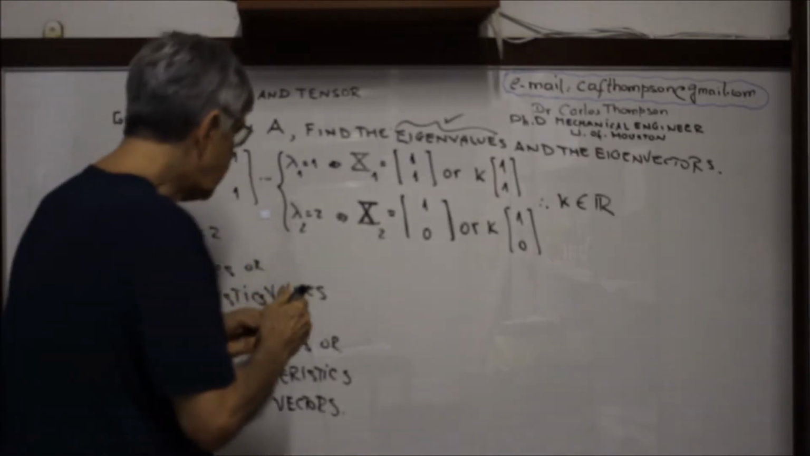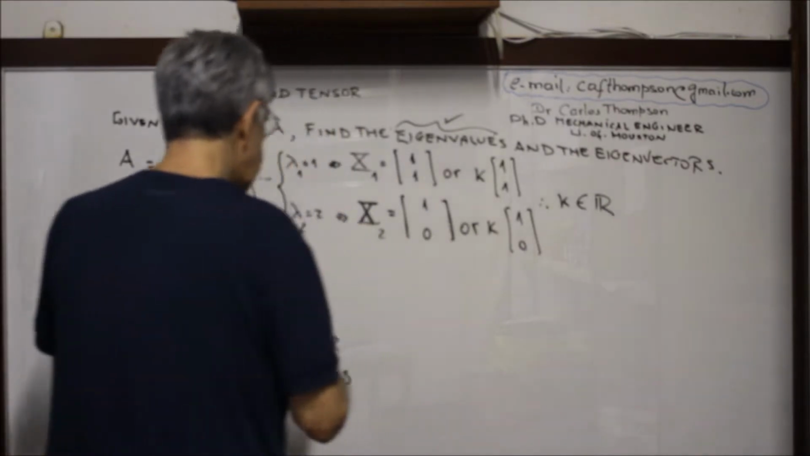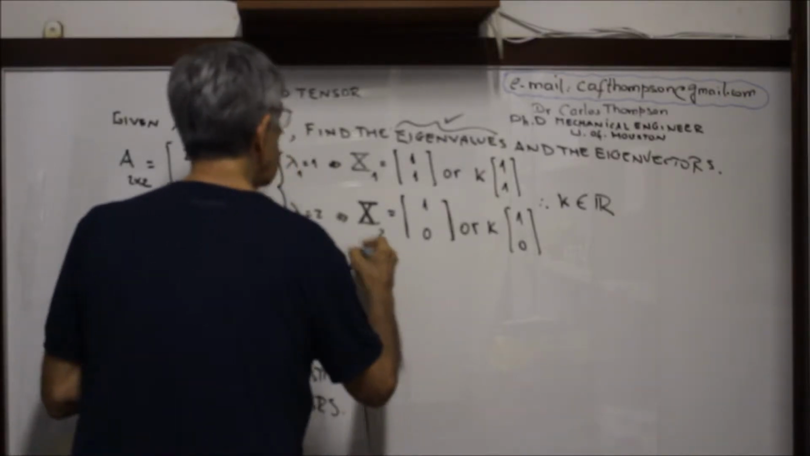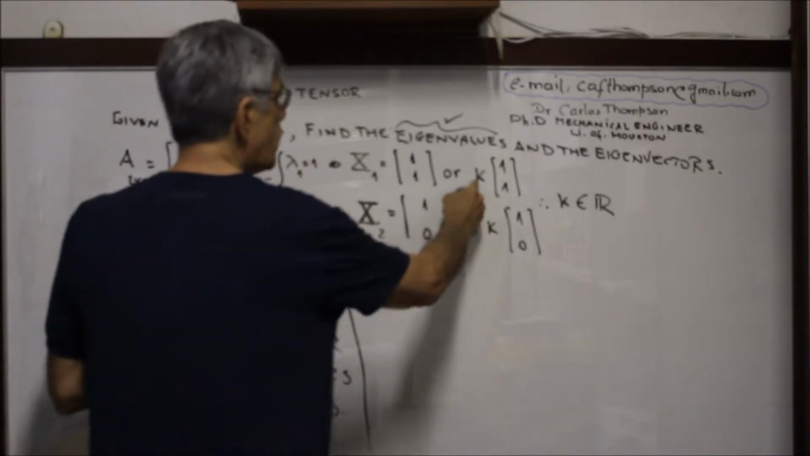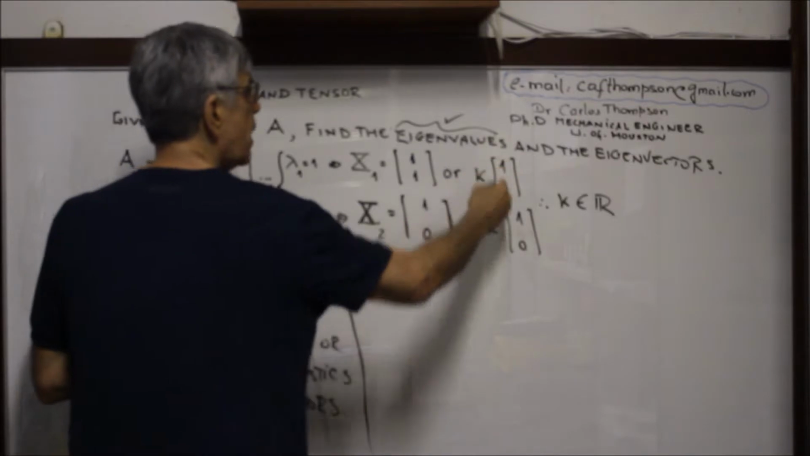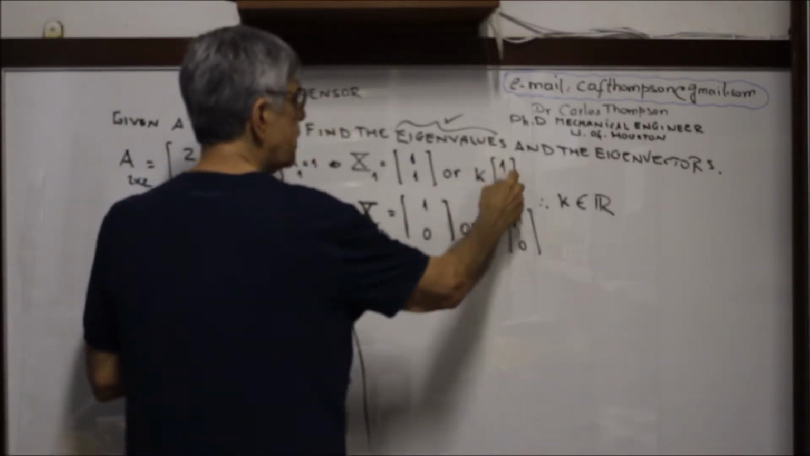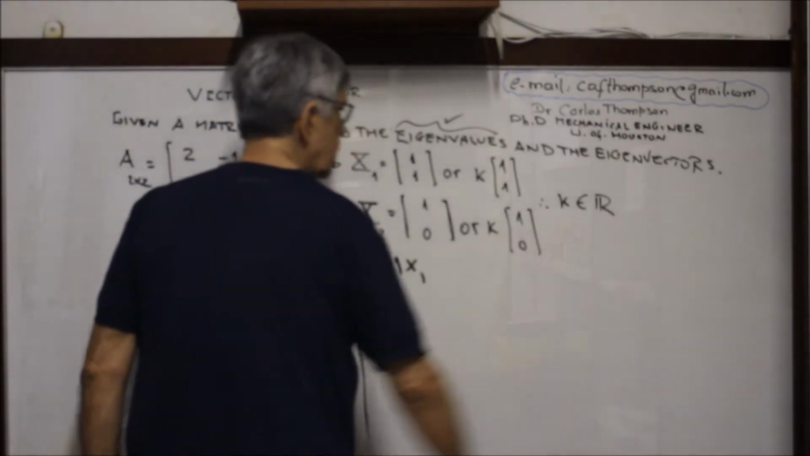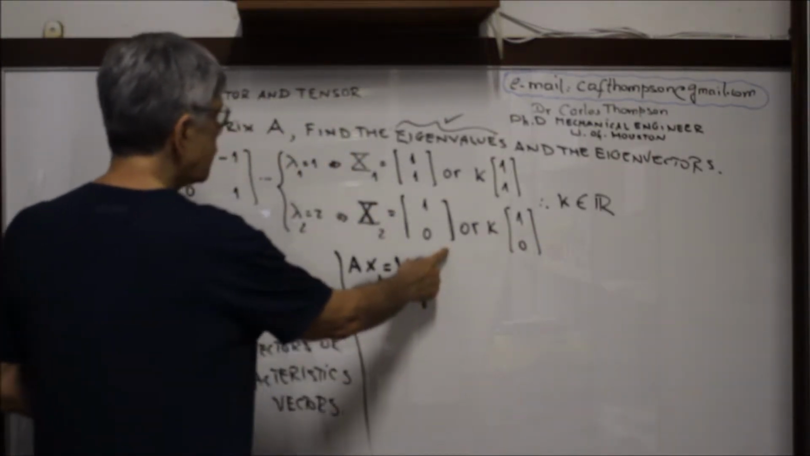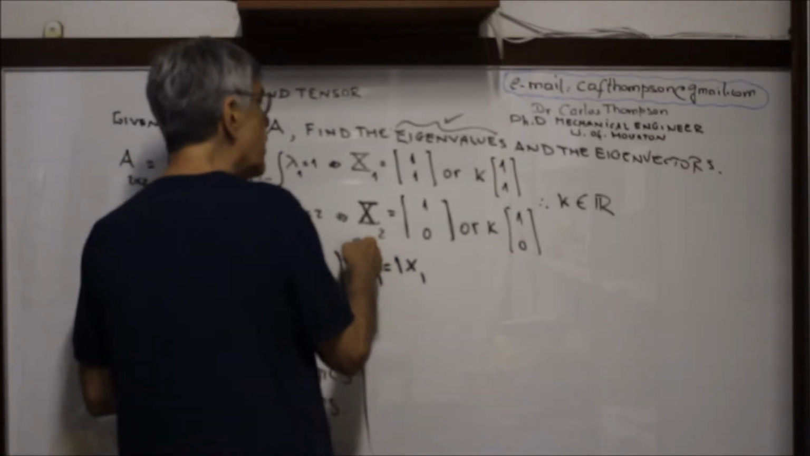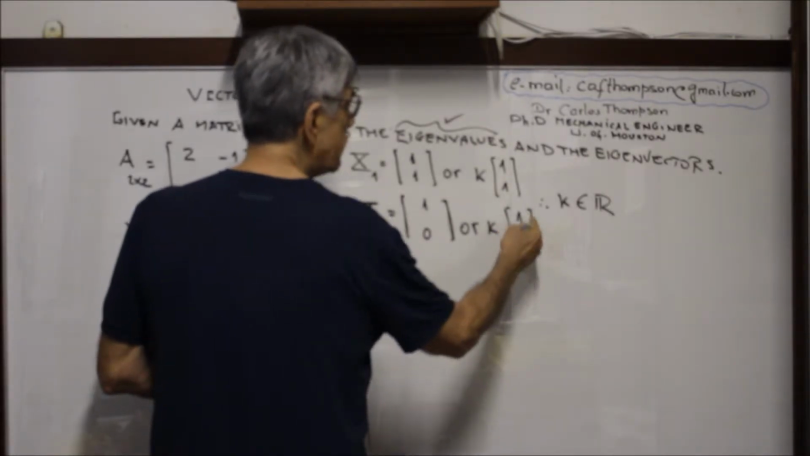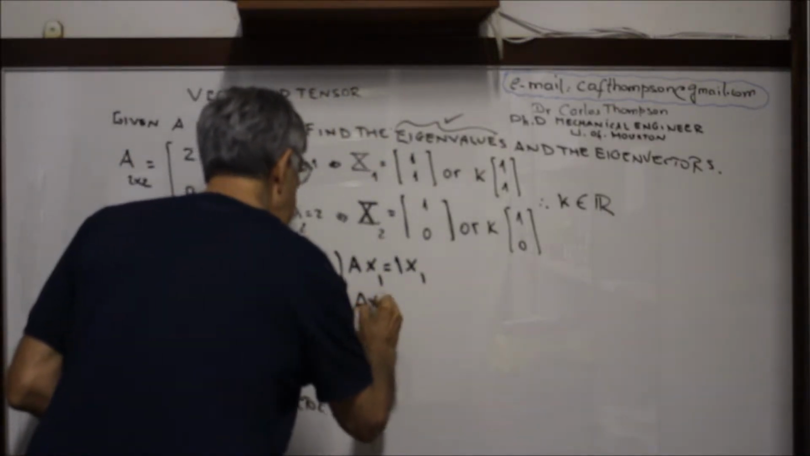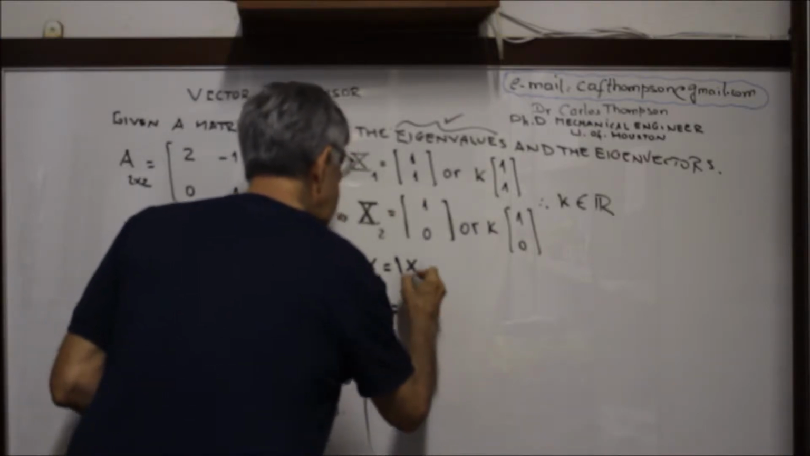Now let's draw what's written here. So look, A x1 equals 1 times x1, where x1 is (1, 1), or k times (1, 1), for example (2, 2), (3, 3), (-10, -10), so k belongs to the real numbers R. The same here for the second eigenvector x2, (1, 0), or k times (1, 0), for instance (-3, 0), (10, 0), (100, 0), you see? Now, A x2 equals 2 x2.